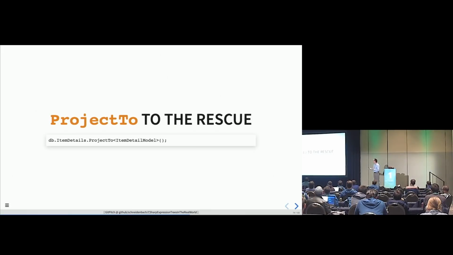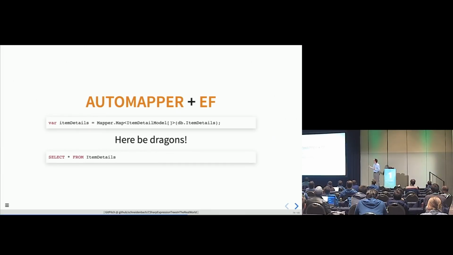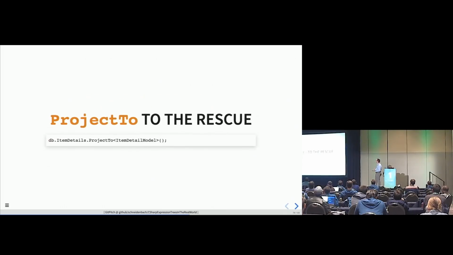So instead of calling mapper.map item detail model, array of item detail model to return this, what we could do instead is call project to. So db.itemdetails.project to. There's actually an argument that gets passed in. From your mapper instance object, you actually pass in the mapper's configuration. But you get the idea.